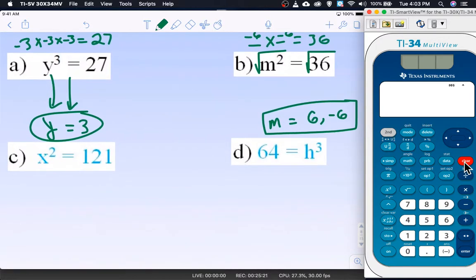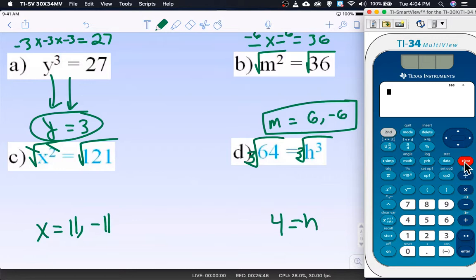All right, now letter C. The two solutions are 11 and negative 11. Because for this one you'd have to do a square root on both sides to cancel out the squaring. x equals both of those. Letter D, this is a cube, so you would cube root both sides. That's the operation you're doing. Even if you looked at your chart and realized that h would equal 4, the operation we're doing is a cube root.